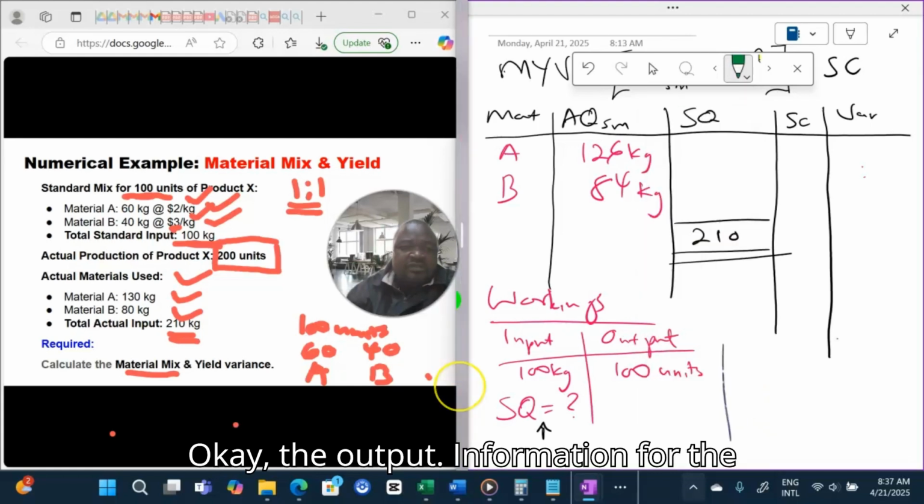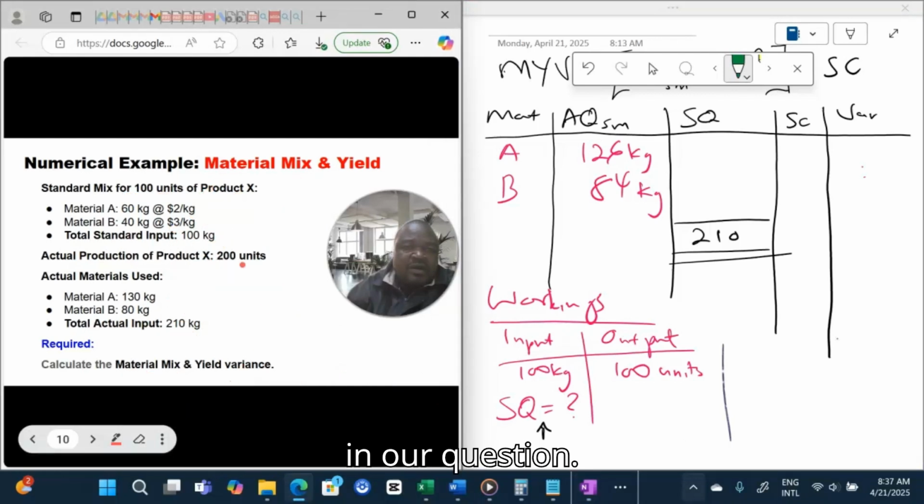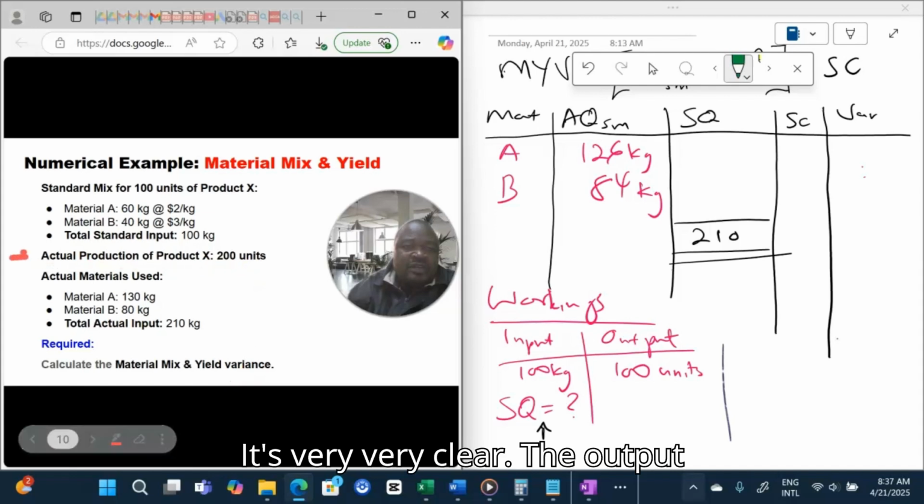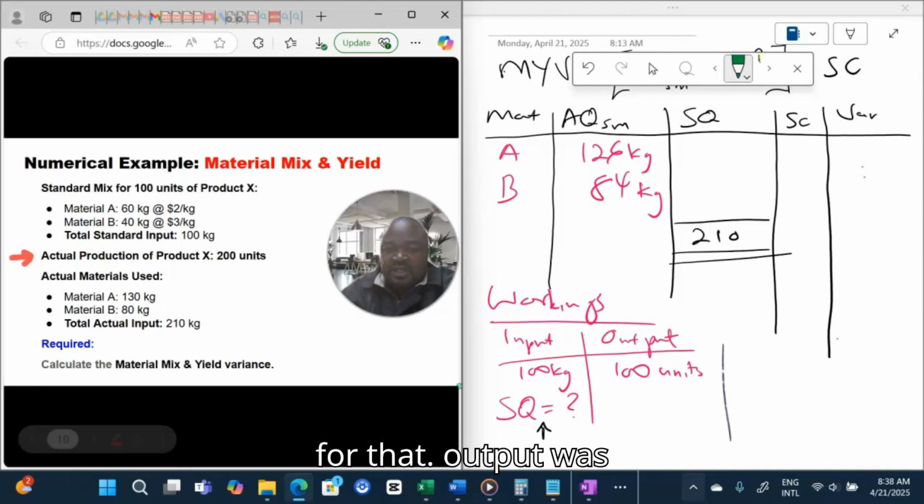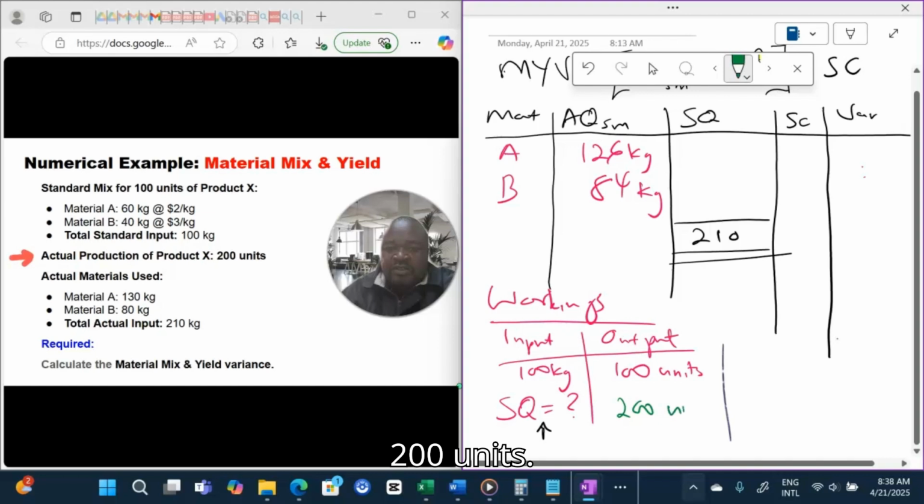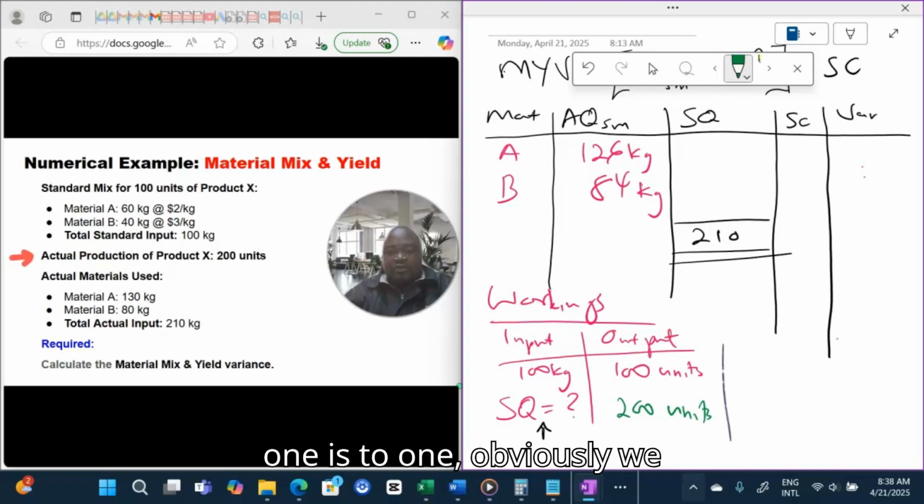Okay, the information for the output, ladies and gentlemen, is given in our question. It is very, very clear. The output was 200 units. So if we were using our ratio 1:1, obviously we should be looking at 200 kgs of input, isn't it? We should be looking at 200 kgs of input.